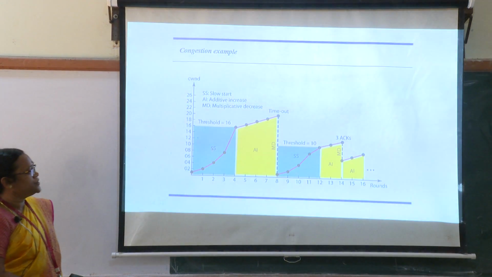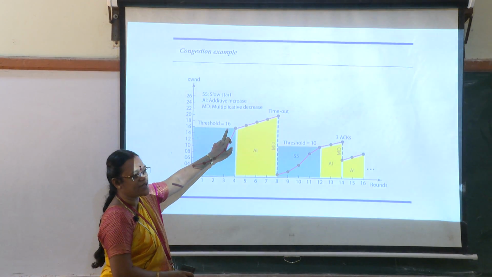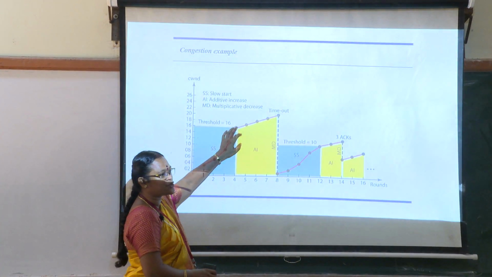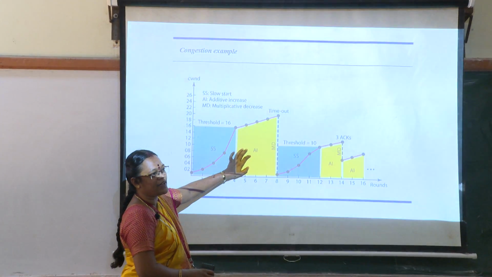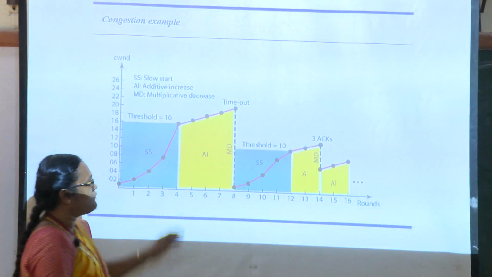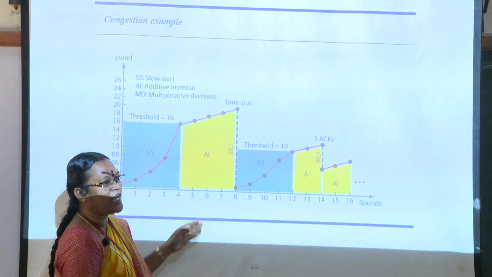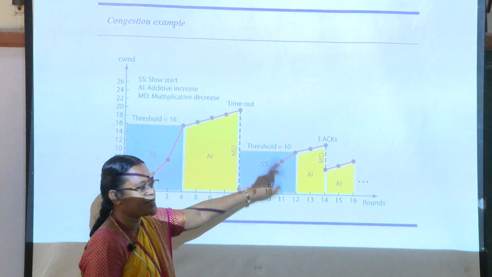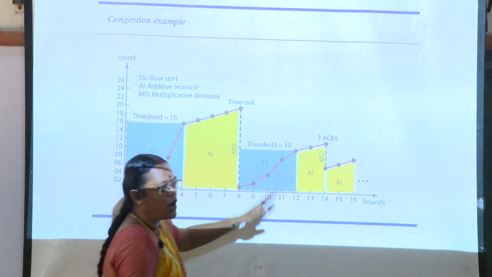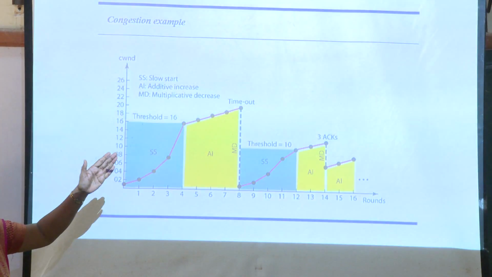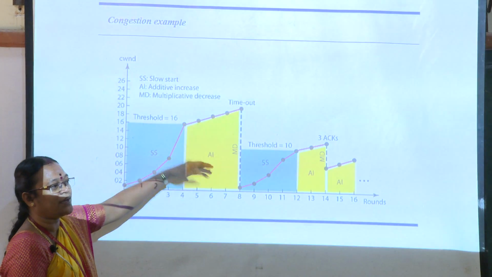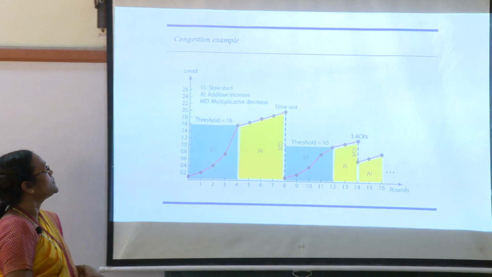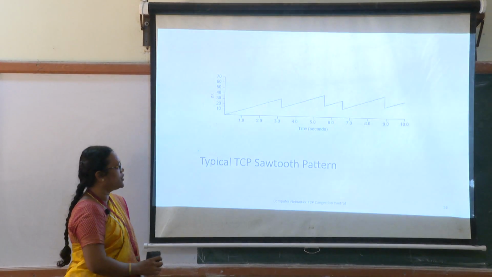Next one. See here, initially my threshold is set as 16. So I am starting my slow start process. Once the threshold has been reached, my additive increase starts. One by one I will be increasing. After increasing, the congestion starts. Then I will reduce my congestion window, so my threshold will be set as 10. Slow start again, then additive increase again. So you keep increasing your level, and when congestion occurs, you decrease. The decreasing is called multiplicative decrease. Next. So this is an example of how your graph will grow.